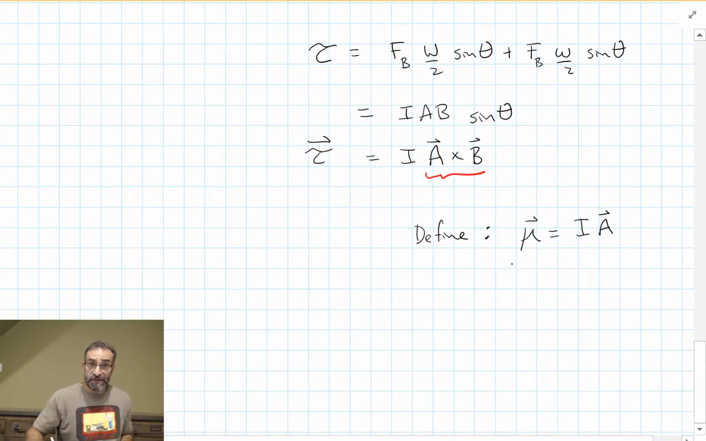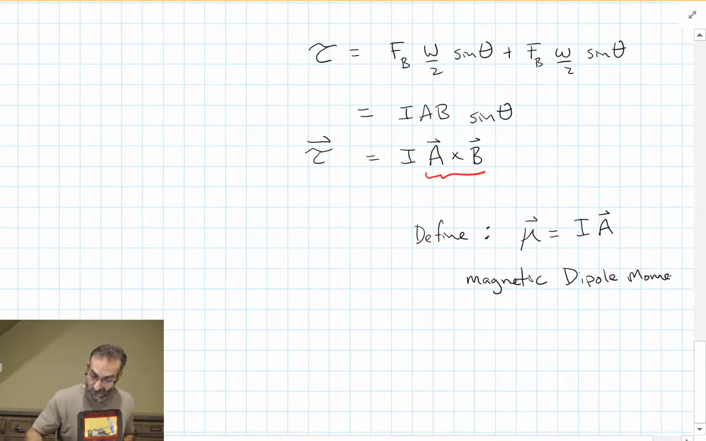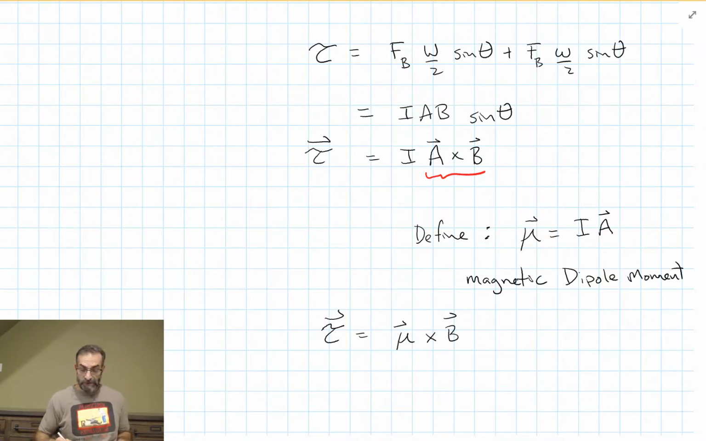At this point, we'll define mu, the magnetic dipole moment, equal to the current times the area vector. So the torque on a current carrying loop of wire is mu cross B. And this is true if our loop of wire just has one turn, one loop of wire.